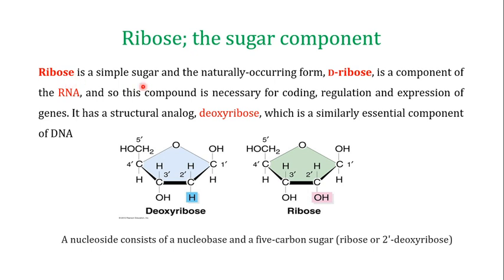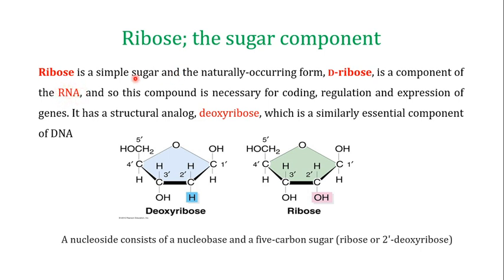So a ribose is a simple sugar. By simple sugar, it means that it cannot be hydrolyzed further. So ribose is a simple sugar, and the naturally occurring form, that is the D-ribose, is the component of the RNA.